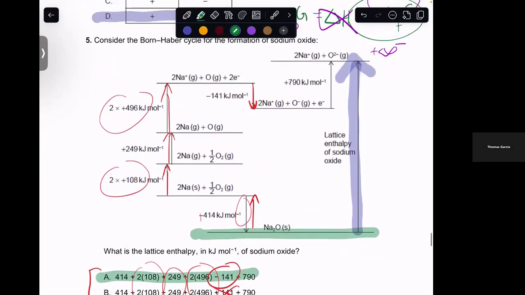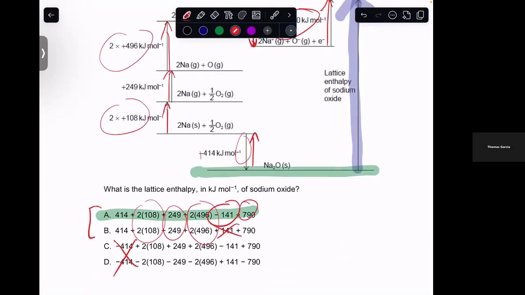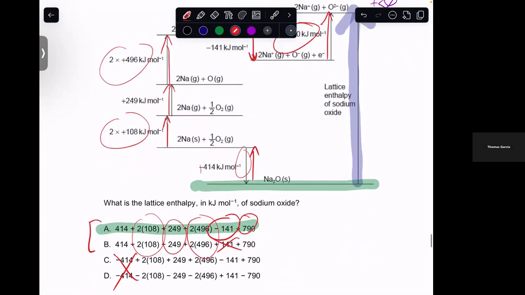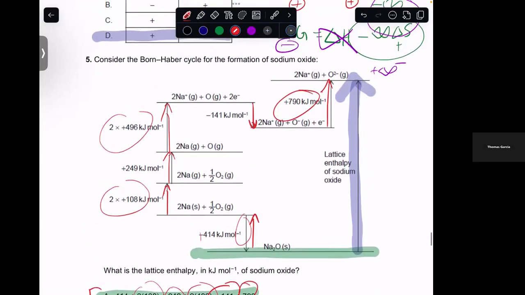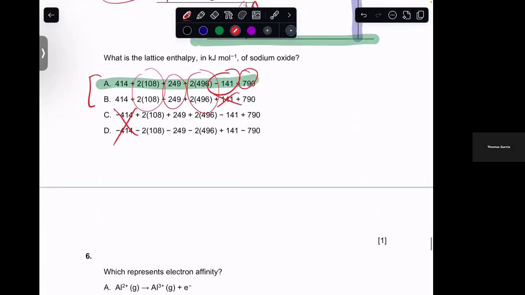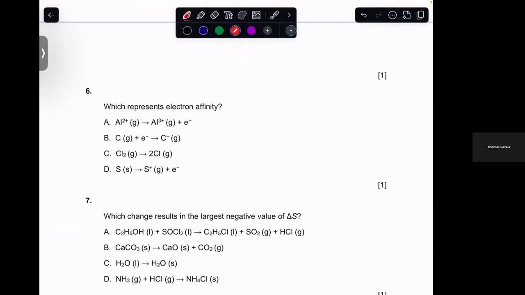To finish this out, we are then going to add 790. And we continue with our answer being A. So that's kind of how you follow the Born-Haber cycle. Just go with the arrows, and if you're going against the arrow, flip the sign. All right, moving on to number 6.